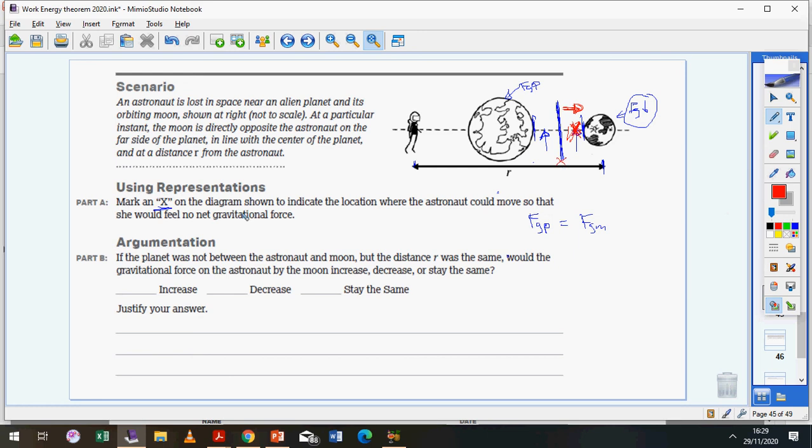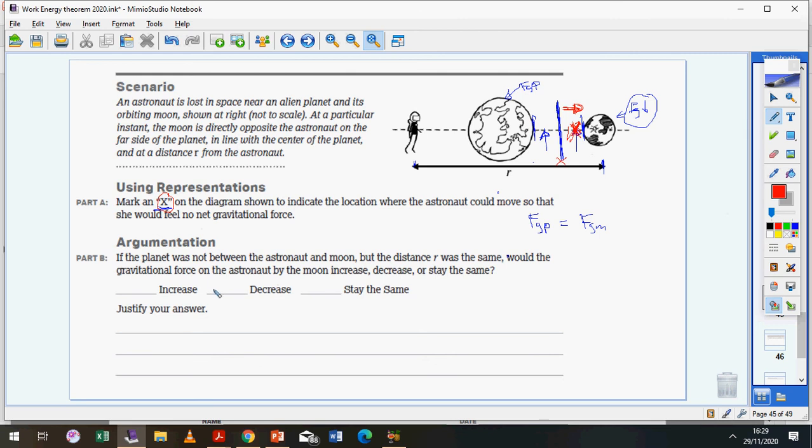So we've marked our X. Now the next question is, if the planet was not between the astronaut and the moon, so no planet, but the distance r was the same, would the gravitational force on the astronaut by the moon increase, decrease, or stay the same?